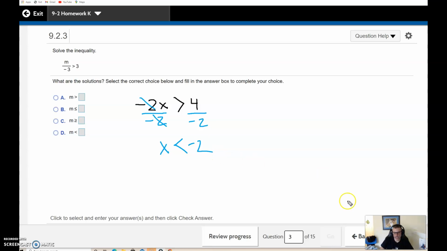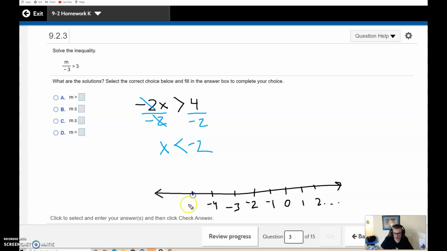Let's graph this and see why we had to flip. Here's my number line. Negative 2 is my boundary number. So this would be negative 1. This would be 0. This would be 1, 2. This would be negative 3, negative 4, negative 5. All right, we have an open circle at negative 2, and it is less than. So I need numbers in this direction.